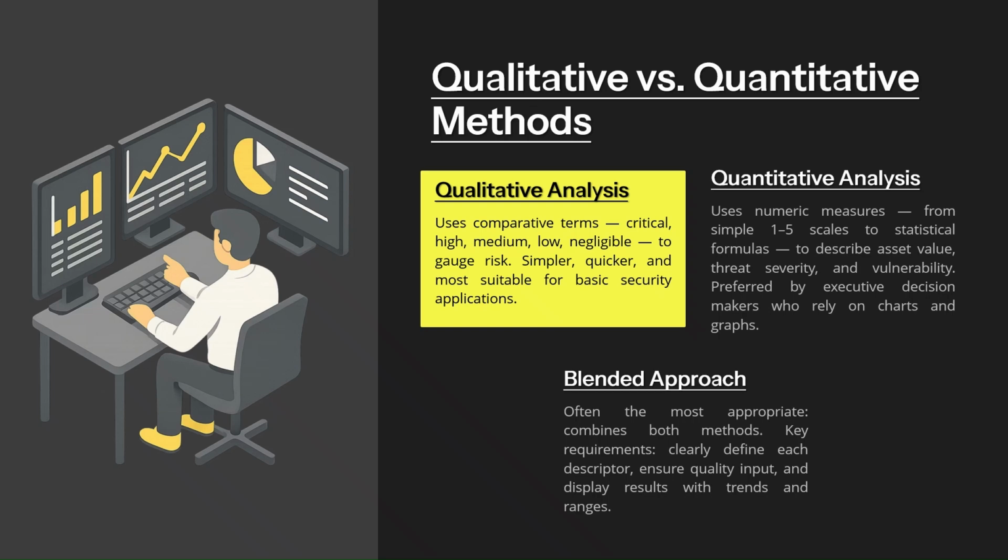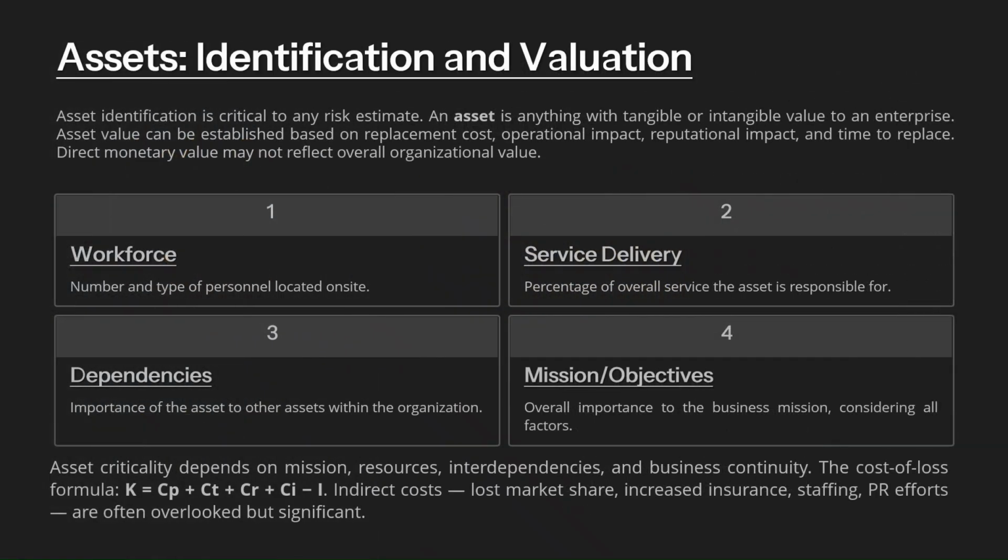support informed decision-making. The first step in any assessment is identifying and valuing assets. Assets can include workforce, service delivery capabilities, dependencies, and mission-critical functions. Each asset must be evaluated based on its importance to operations, its replacement cost, and the impact of its loss. Understanding interdependencies is crucial, as disruption in one area can affect multiple functions. Proper asset valuation ensures that security resources are allocated effectively.